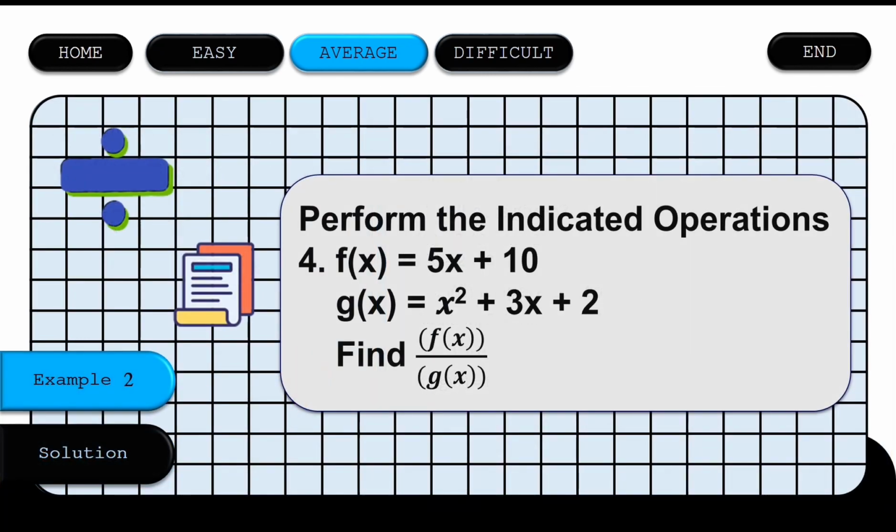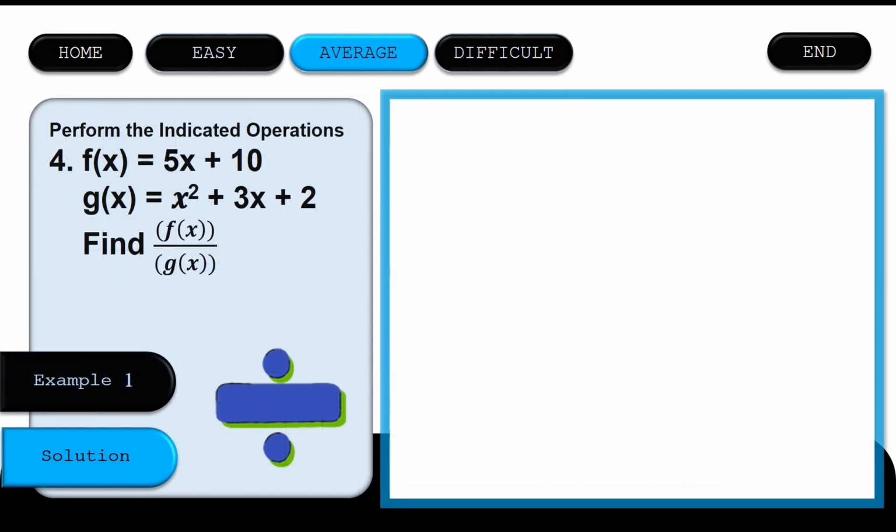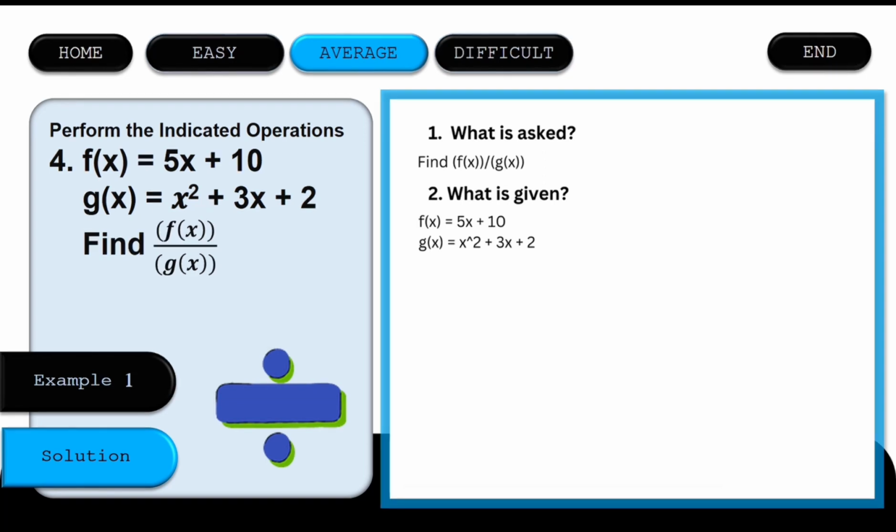Perform the indicated operations. F of x is equal to 5x plus 10, and g of x is equal to x squared plus 3x plus 2. Find quantity of f of x over g of x. Having the solution, unang step, what is asked is to find f of x over g of x. The given values are f of x is equal to 5x plus 10 and g of x is equal to x squared plus 3x plus 2.